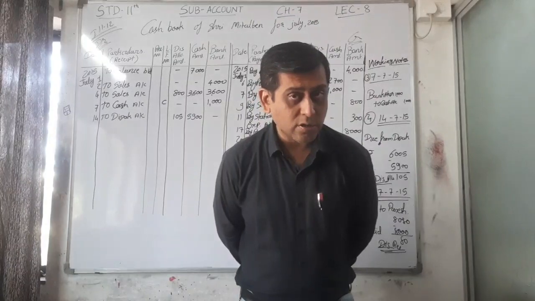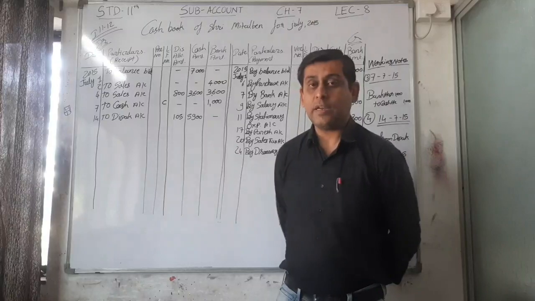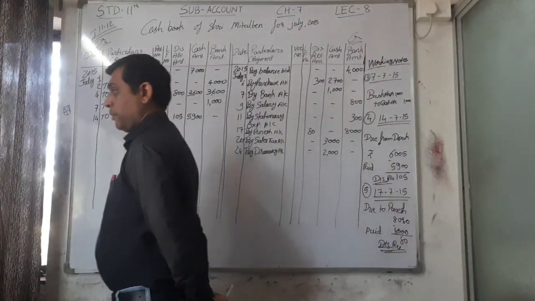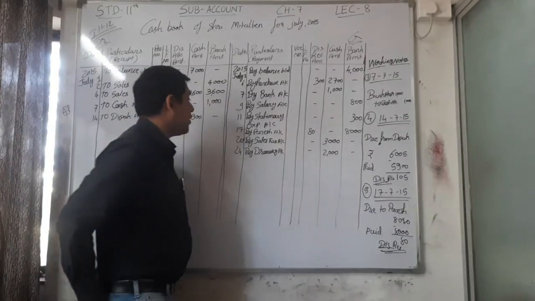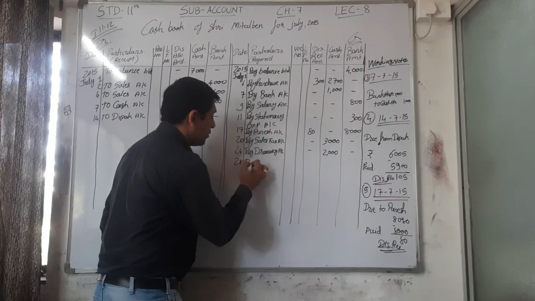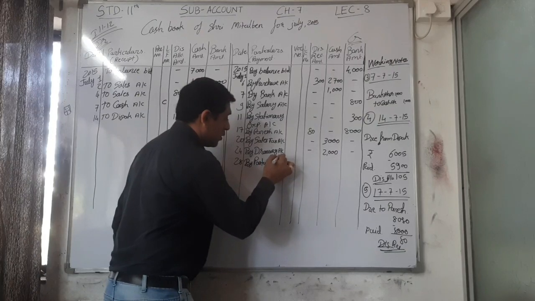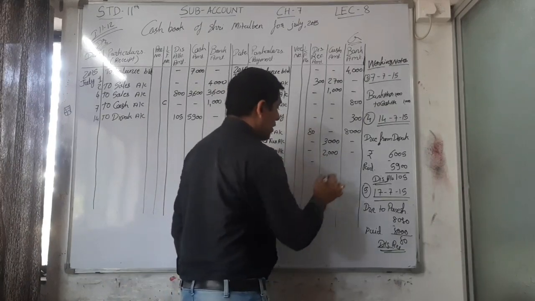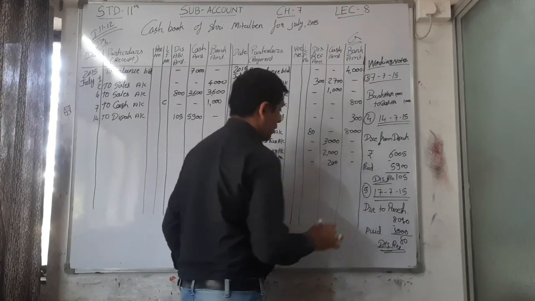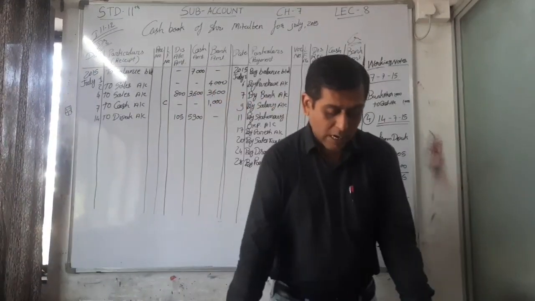Write down the journal entry first in the working note. 28. Postage expense account debit to cash account. The amount is 200. So on the 28th, a payment, we have to write on the credit side, by postage expense account, in the cash column, the amount is 200. Okay, 28 is over.